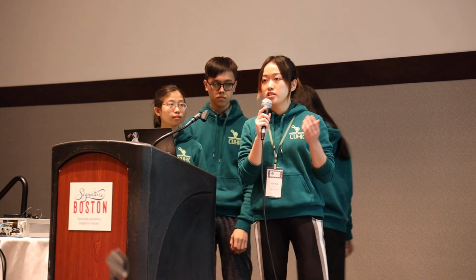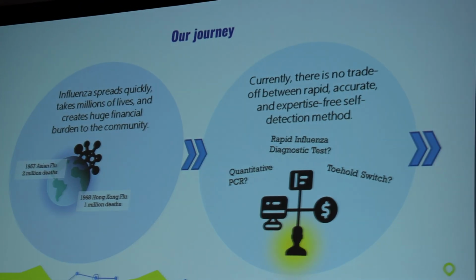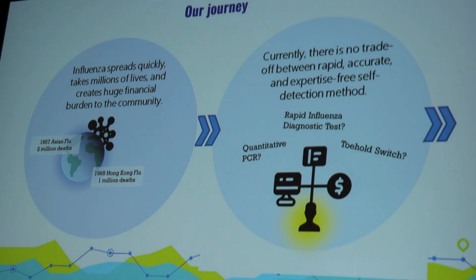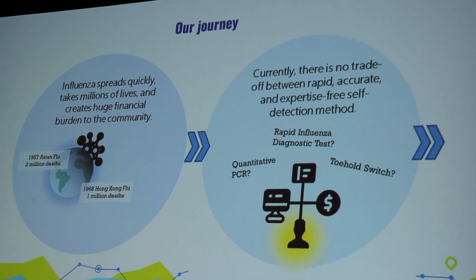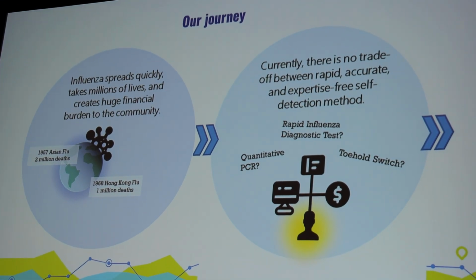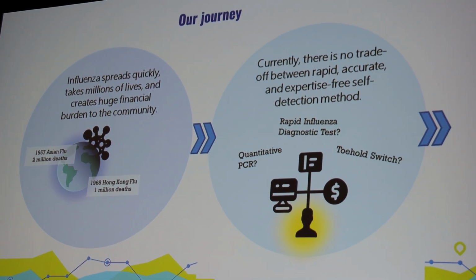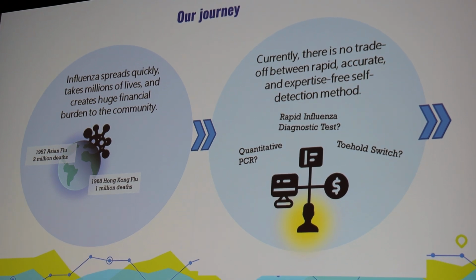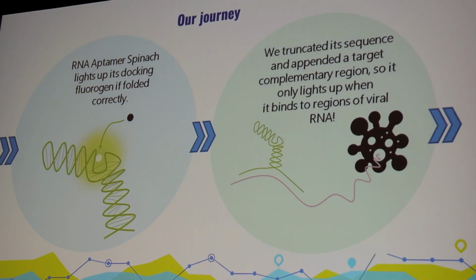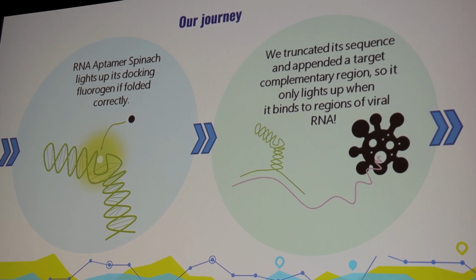So I'm going to briefly talk about our journey and what we have achieved. So first, our motivation is that influenza is very serious and causes a lot of trouble. However, the current medical system cannot provide enough help in diagnosis for the general public. And currently there's no solution that can help the general public detect whether they have influenza or not by themselves. So, after careful research, we realized that RNA aptamer can be a good solution to solve this problem.